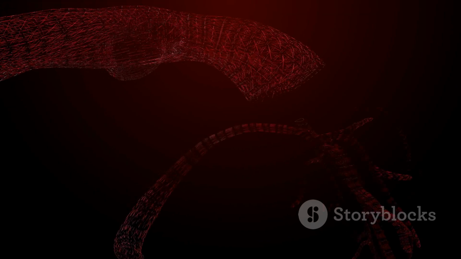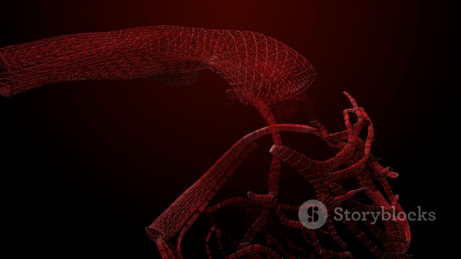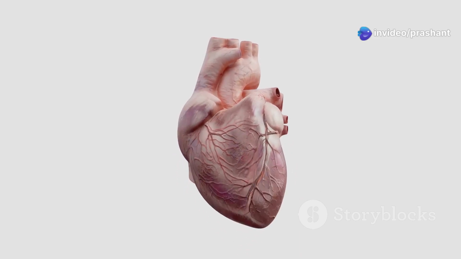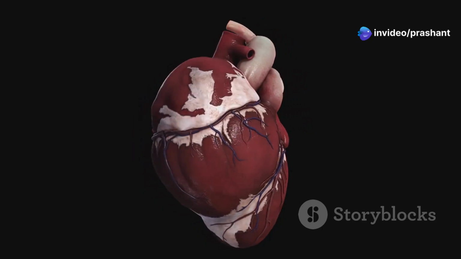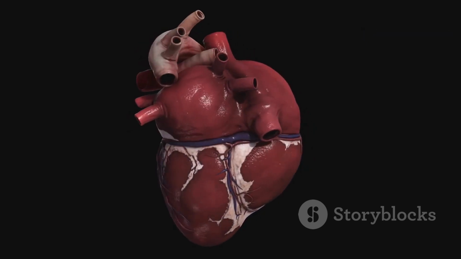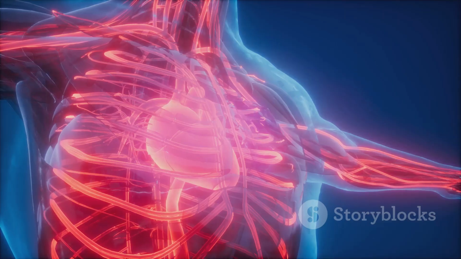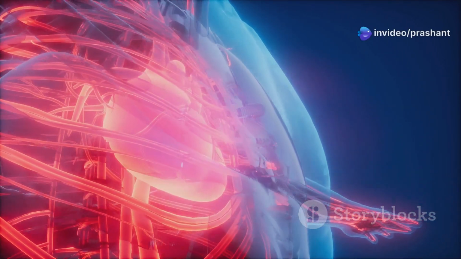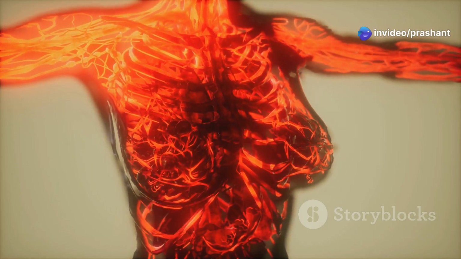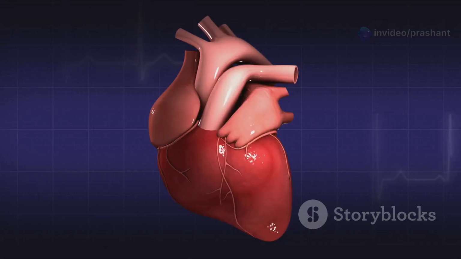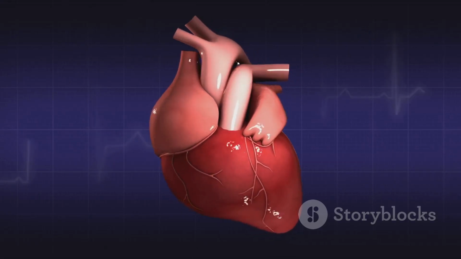3D animations allow us to peel back the layers of the heart virtually. We can see the four chambers, the atria and the ventricles. We can watch the valves, the tricuspid, pulmonary, mitral, and aortic valves, opening and shutting with each heartbeat. We can follow the path of blood as it journeys through the heart and out to the rest of the body. These animations can clearly show oxygenated blood in bright red and deoxygenated blood in blue. This visual distinction is incredibly helpful.